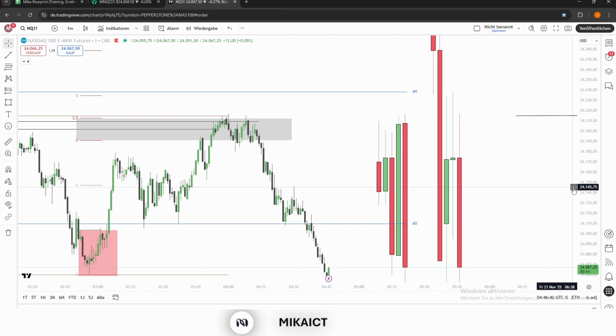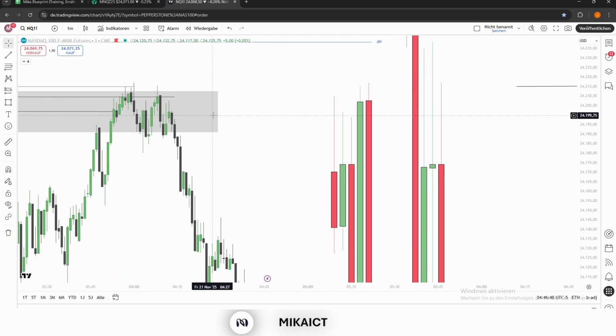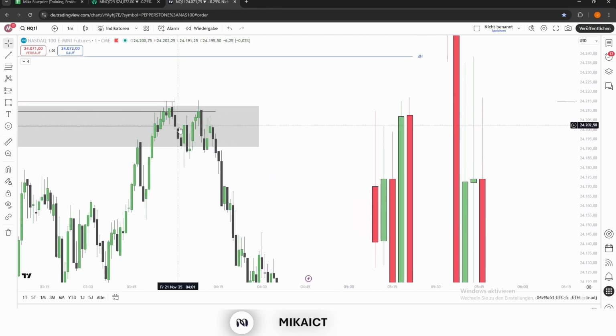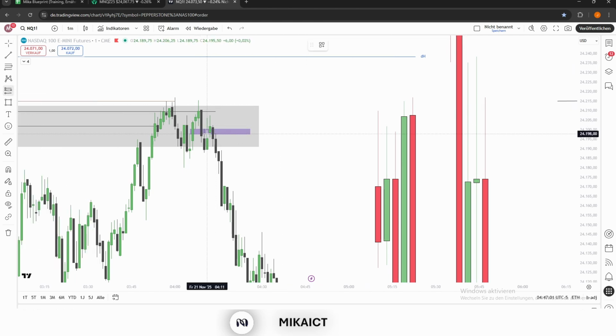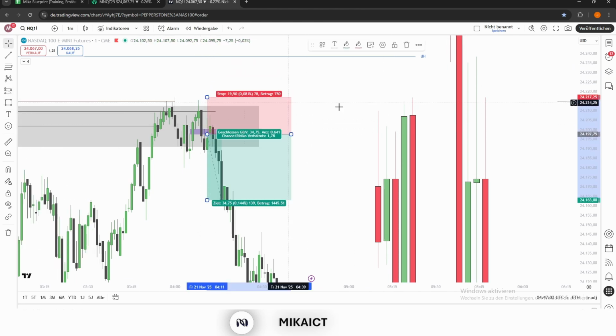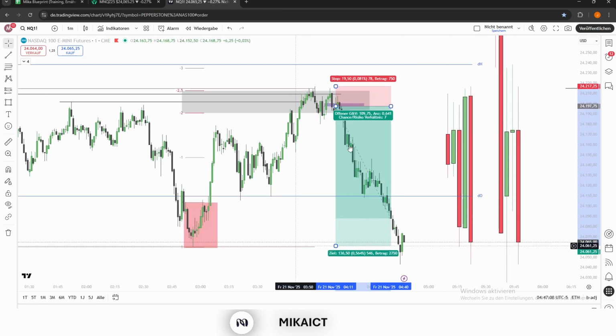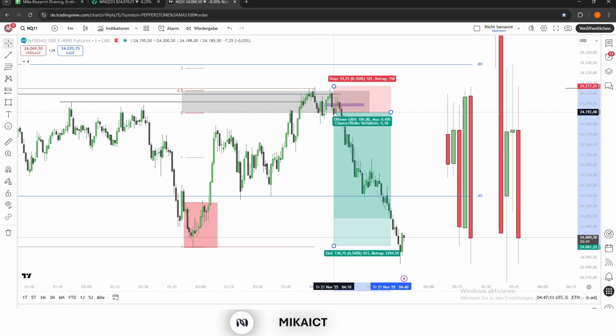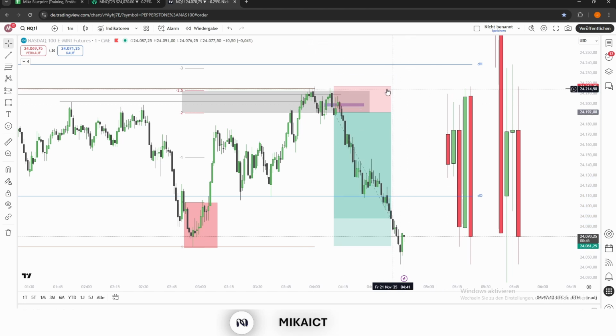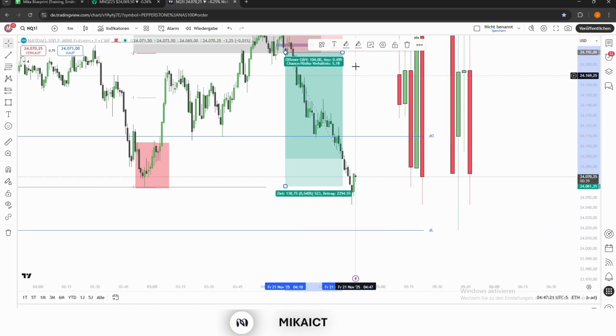And then the last thing we want to do is just wait for the first market structure shift. Here there was no market structure shift, but you can see we had an inversion fair value gap, and then we closed below. So I decided to take this short here, and then I was just targeting this low here. I think my entry was a bit worse. It was somewhere here, but that's totally fine.